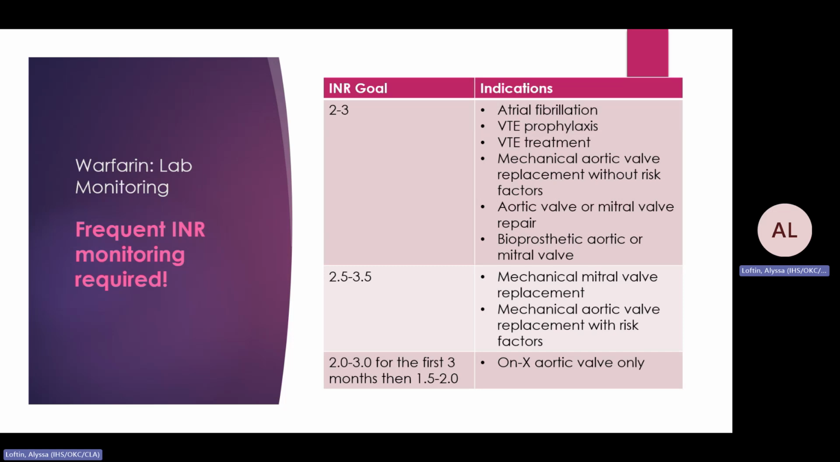So for patients with AFib, if they have VTE prophylaxis or treatment, and then certain valves, depending on the type of valve or where the valve is, could be an INR goal of 2 to 3, and then an INR goal of 2.5 to 3.5. There is a particular valve called the Onyx that requires less of an INR, so 2 to 3 for the first 3 months, then 1.5 to 2 thereafter.